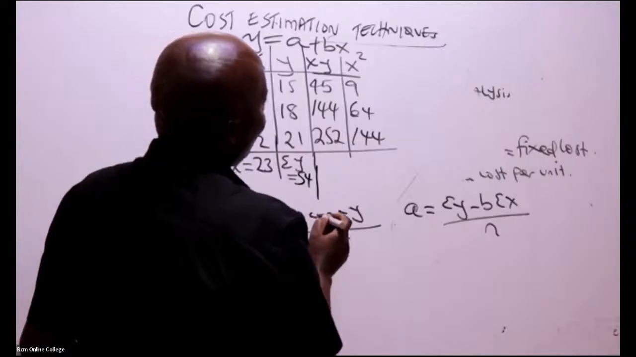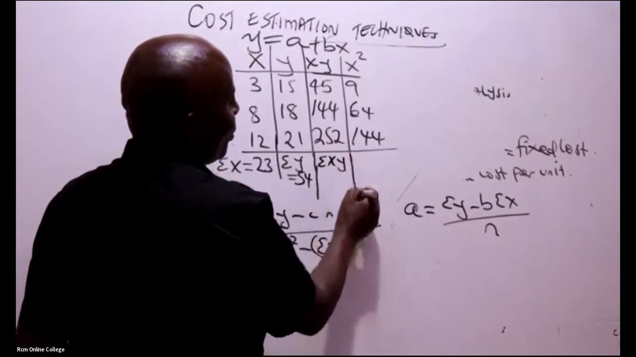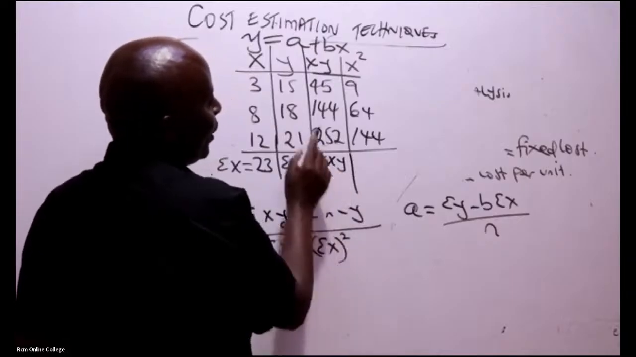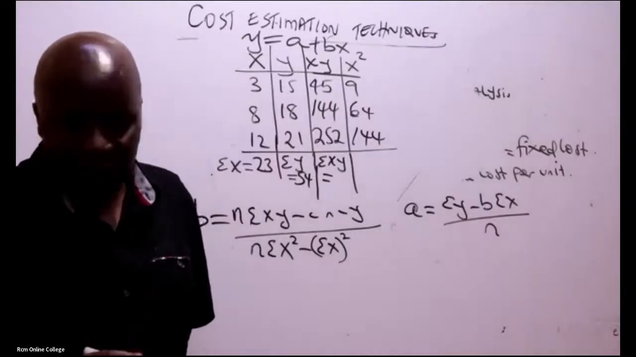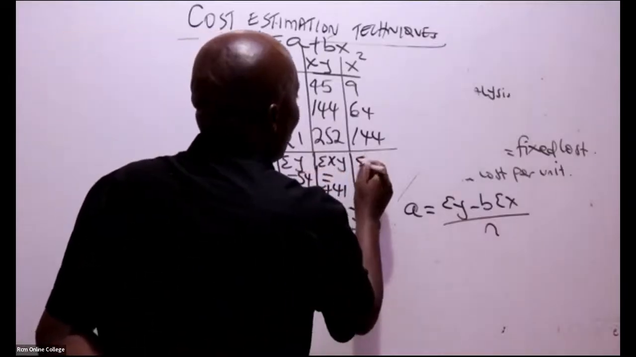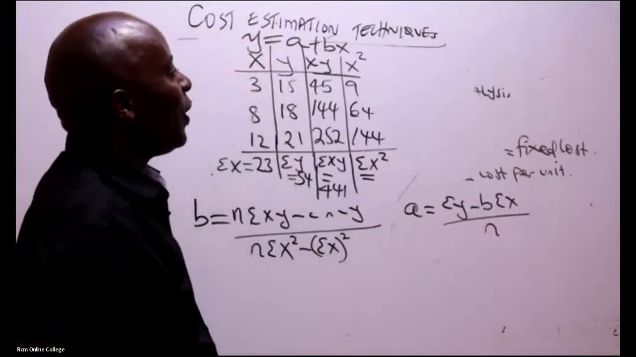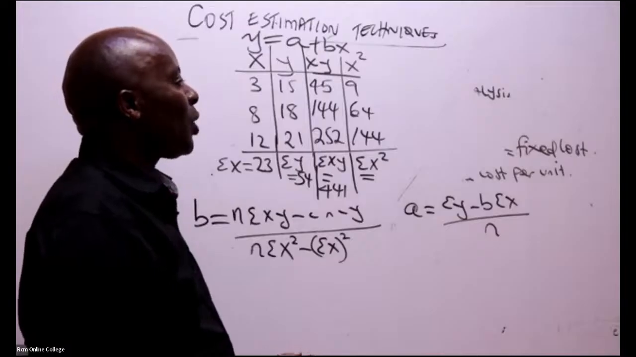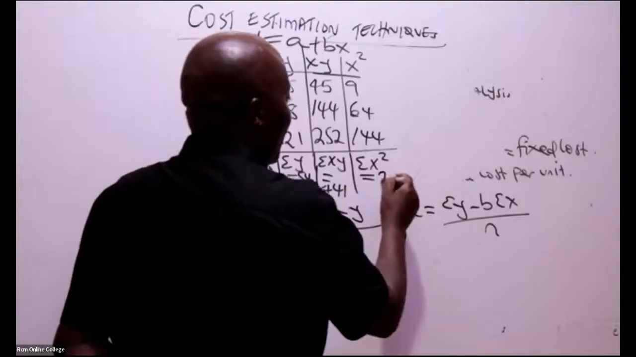From there, ladies and gentlemen, we have here summation of xy. Summation of xy equals, you're adding 45, 144, 252. What do we have there? 441. Thank you so much. And then lastly, we have summation of x squared. So summation of x squared, we have 9 plus 64 plus 144. So this gives us 217.